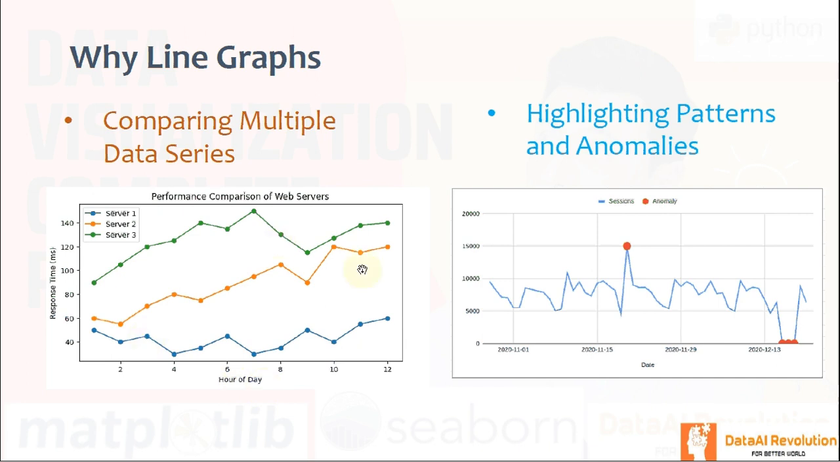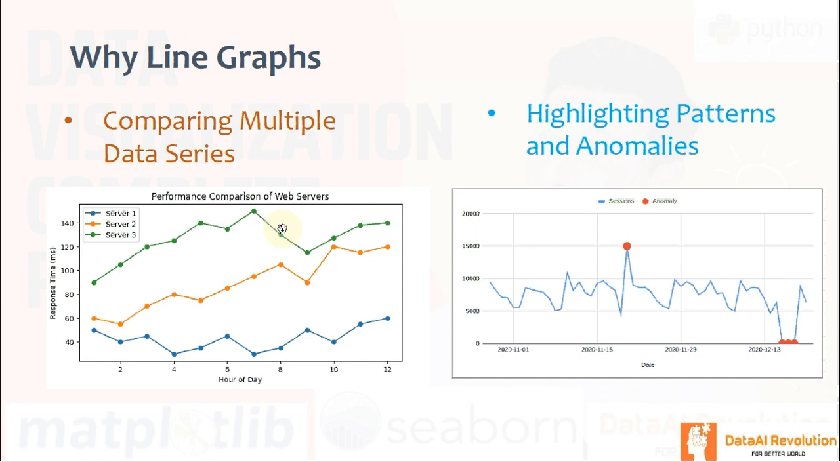From this particular chart, we can easily understand that server 1 is having less response time compared to server 2, and server 2 is having less response time compared to server 3. So which server is fast? Which server is responding fast? If this is my question, the answer will definitely be server 1. And the slow server will be server 3, and the performance of server 2 is in between server 1 and server 3.